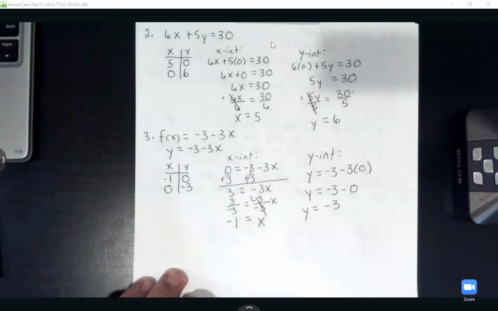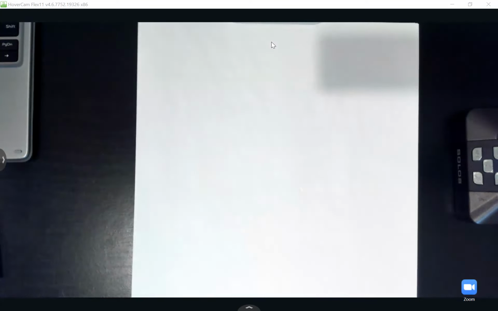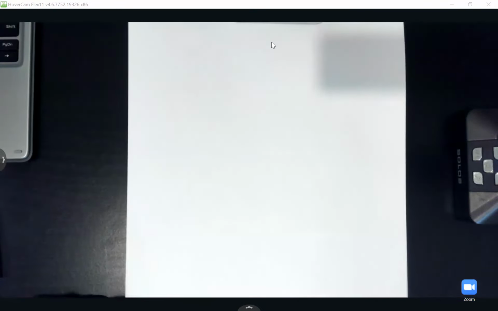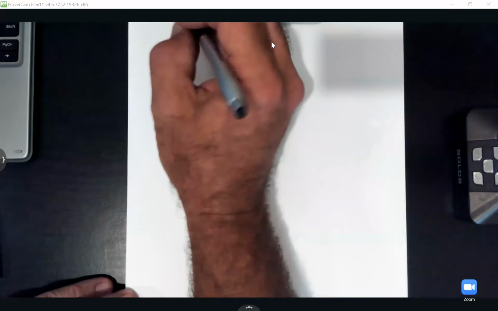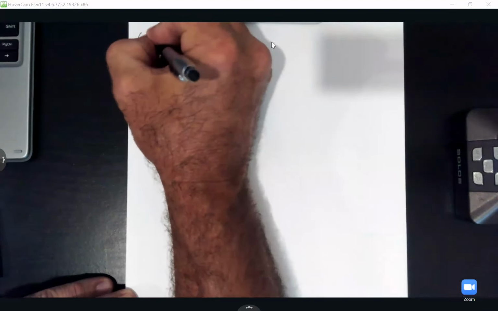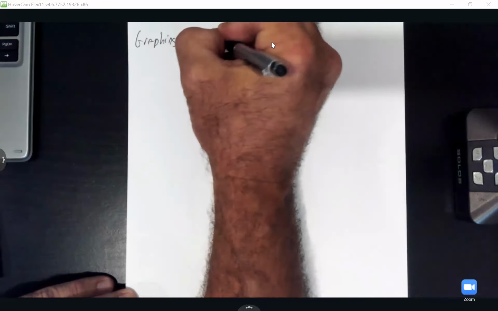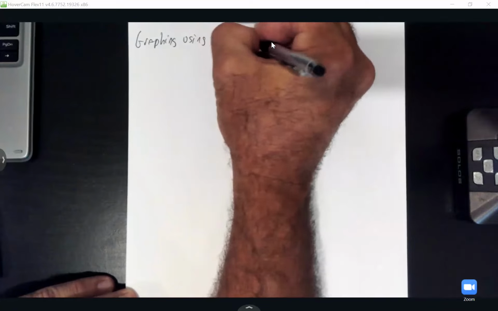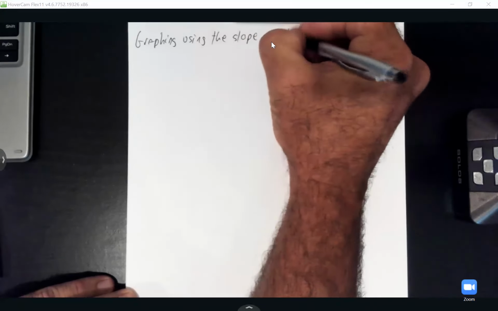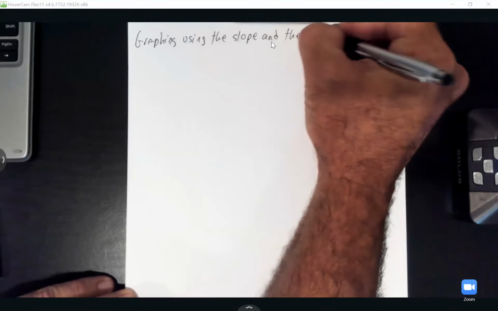All righty then. Let's move on to the last method of graphing. So we've done the table where we picked any numbers we wanted and plugged them in. We've graphed by the intercepts, which gave me 2 points. So now we're going to look at graphing using the slope and the y-intercept.